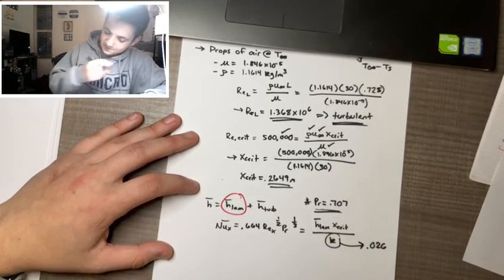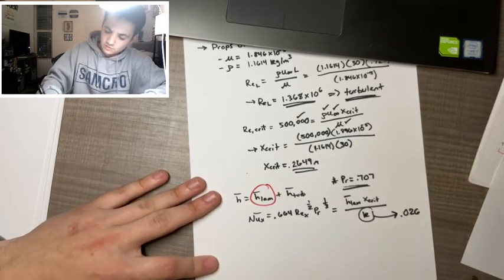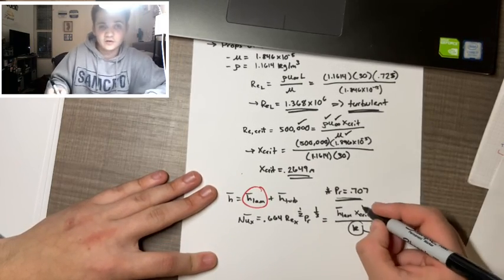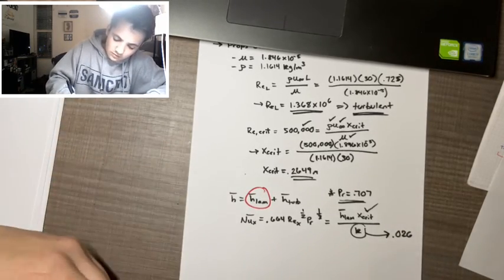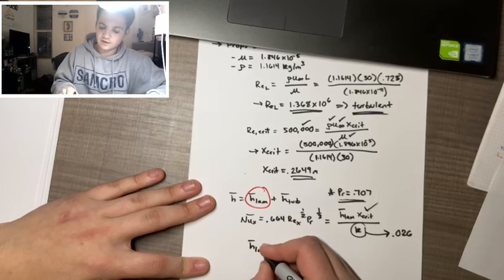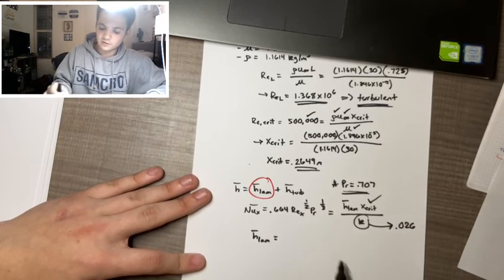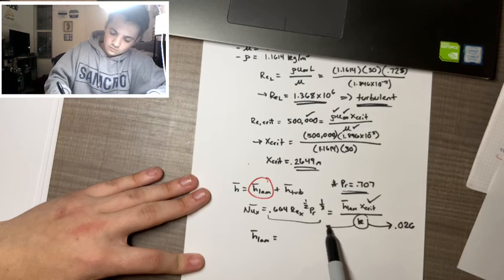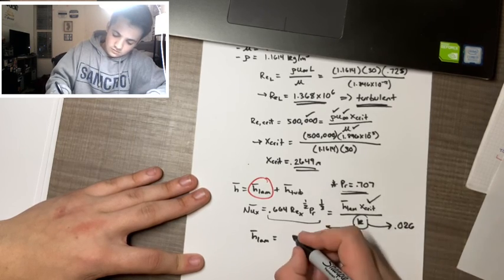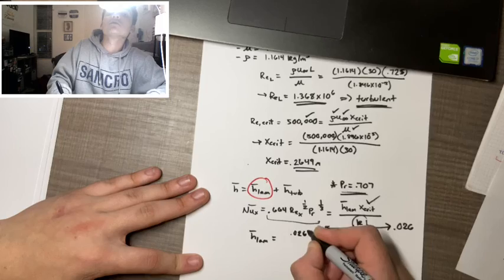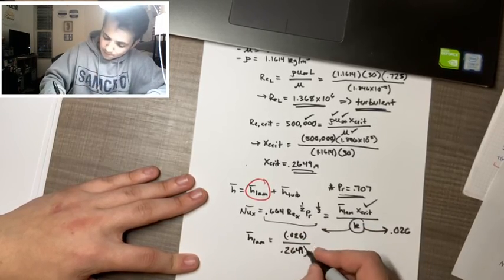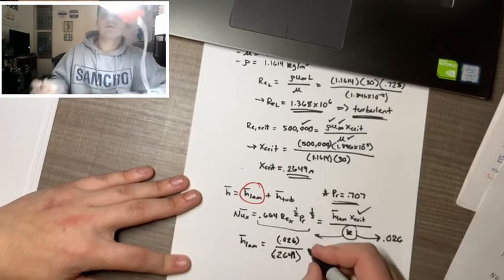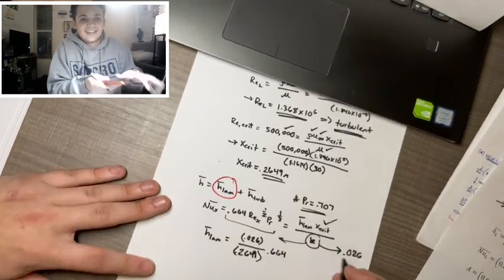That's a lot of Ks. So we know x crit, we know k, so we're just going to plug everything in all at once and solve for h bar laminar directly. So h bar lam is equal to, from our Nusselt number equation, we multiply k over and then divide by x crit. So 0.026 divided by 0.2649, times 0.664.